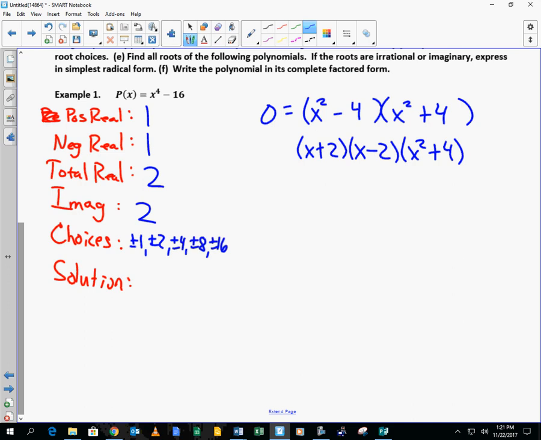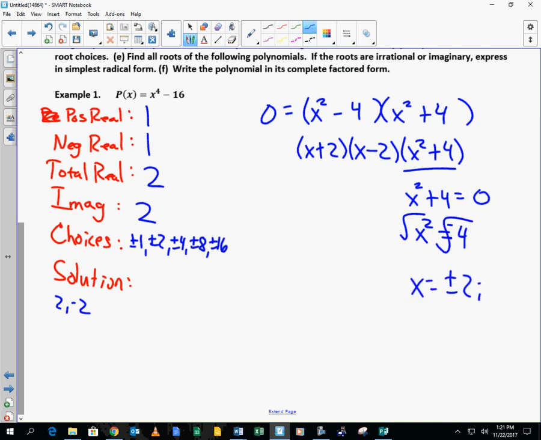So what are two of my solutions? Look at that. We got 2 and -2. Do we find the positive and the negative real solutions? Yeah, but we know we're going to have 2 imaginary. They're going to come from right here. X squared plus 4 is equal to 0. So x squared equals -4, excuse me. What's the square root of -4? Plus or minus 2i. We have 1 positive real, 1 negative real, and exactly 2 imaginary.